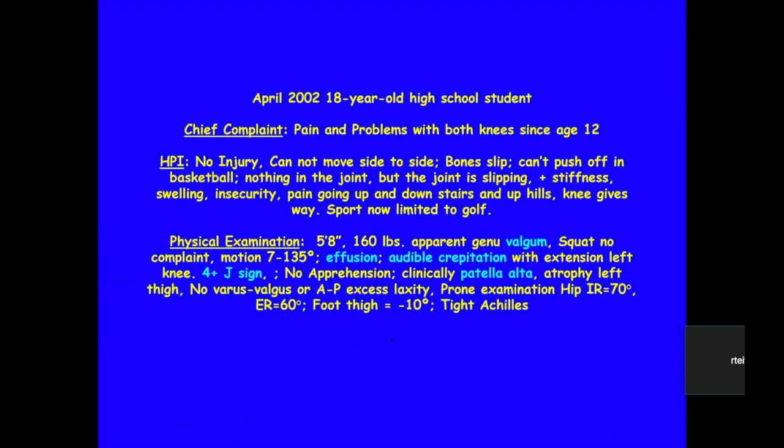On examination, he's normal except there appears to be valgus. He can squat with no complaint. His motion shows a little restriction to extension. He has an effusion. He's got audible crepitation with active extension of the left knee and a 4+ positive J sign. No apprehension with trying to displace or dislocate the patella. It clinically appears to be alta. There's some atrophy in his thigh. He's got no varus-valgus instability, no anterior-posterior instability. He shows probably an increase in hip internal rotation at 7 degrees in the prone position, and an external rotation of 60 degrees. His foot-thigh axis is -10, and he has a tightness of the Achilles.